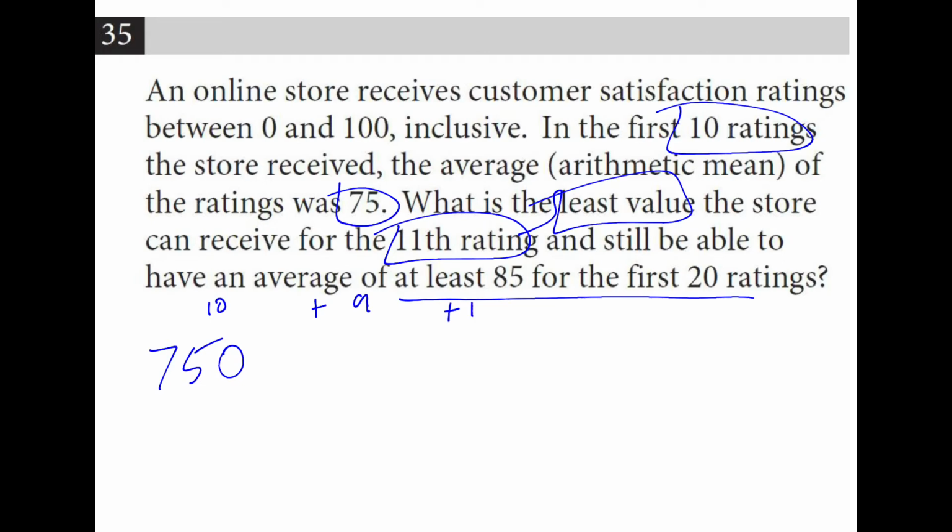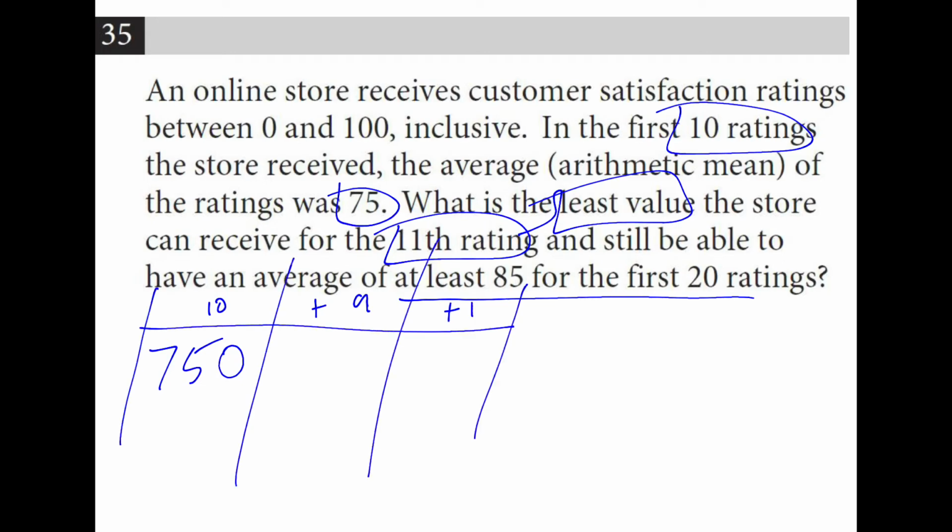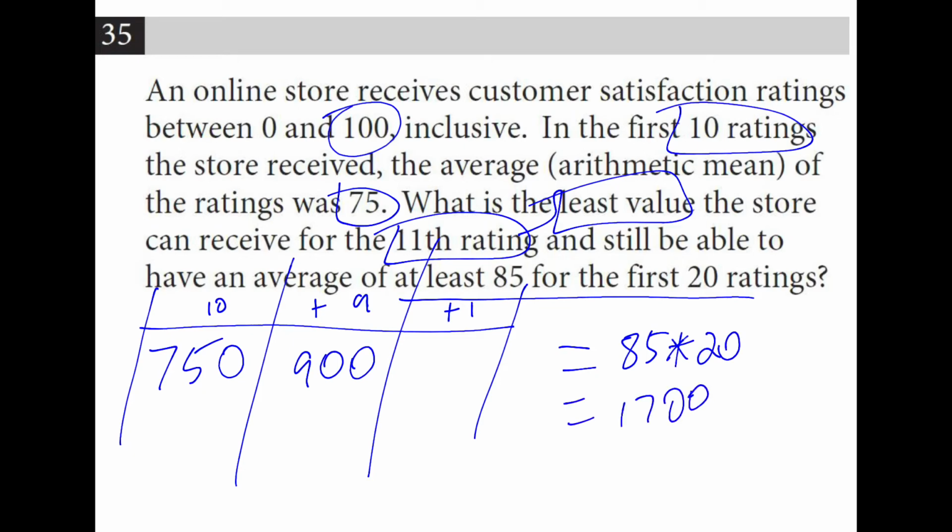I'm going to split it into 10, 9, and 1. Let's say we had a perfect rating, 100, for all 9 of these. We already knew that we had the average of 75 here. What's the lowest amount here I could get to still have the total equal 85 times 20, or 1700? So if I take 1700 minus 900 minus 750, I get 50, which is my answer.